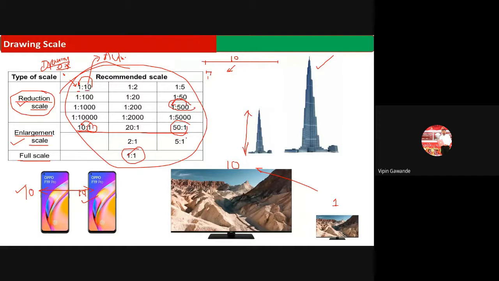Okay, likewise. So here also for 1 I have taken 5, enlargement scale. For 1 I have taken 2, so this is an enlargement scale. For 200 I have taken 1, so this is a reduction scale. Okay, likewise. So it is a simple logic, just remember that one.